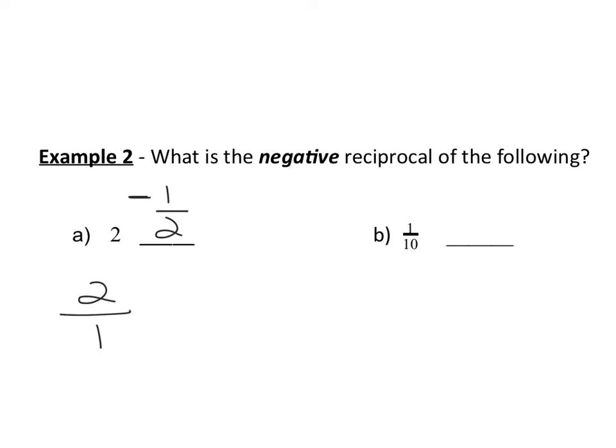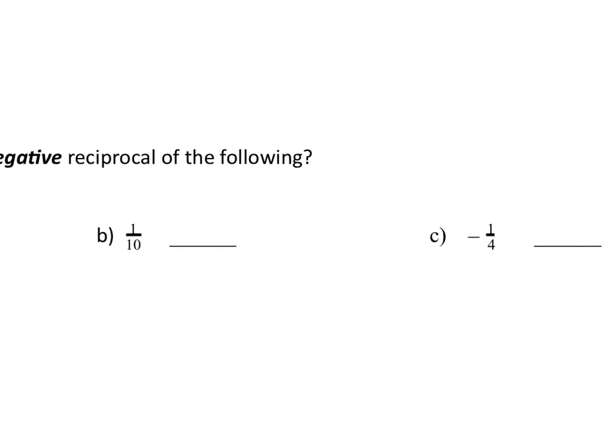Let's try that with the second value. This time we have a value of 1/10. To come up with the negative reciprocal, the first thing we need to do is flip this fraction around. If I flip it, it's going to become 10/1. Now, if you have a 1 in the denominator, you don't necessarily have to write it. You could also just simply state it as being 10.